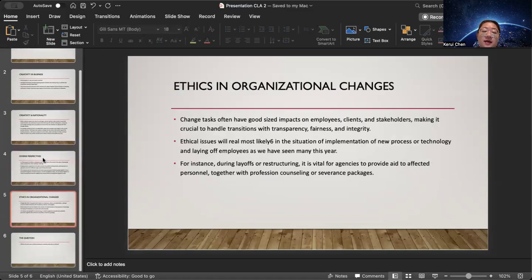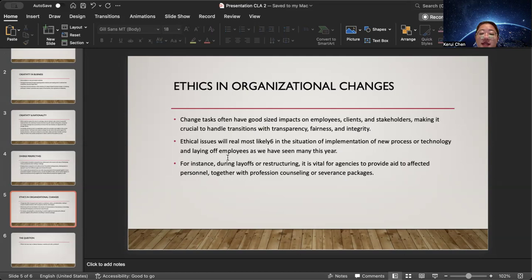And the last part that we have talked about is the ethics in the organizational changes. There have been many examples of this in the real world, since there have been a lot of things changed, especially after the COVID times. But change often has a big impact on employees, clients, and stakeholders, so many different aspects, making it crucial to handle the transition with transparency, fairness, and integrity, which has become more important than before.